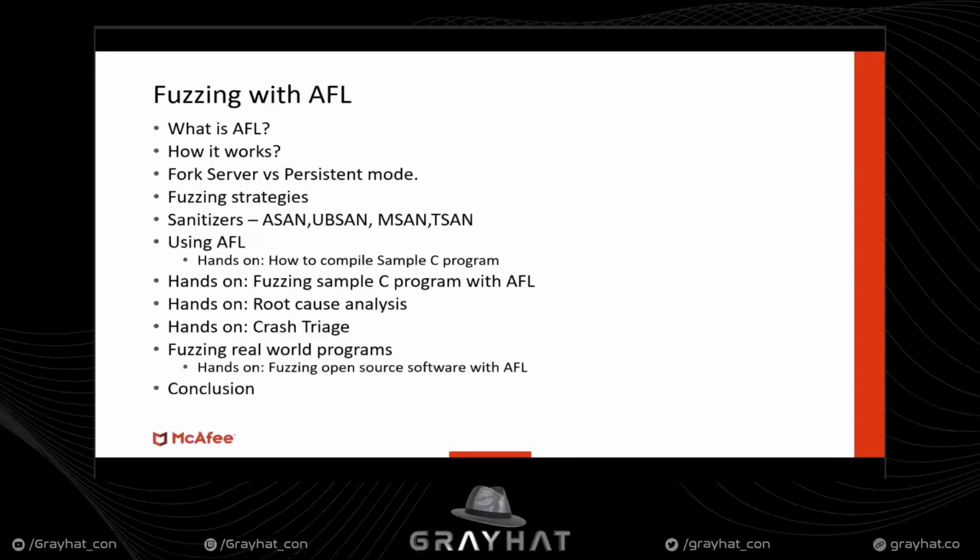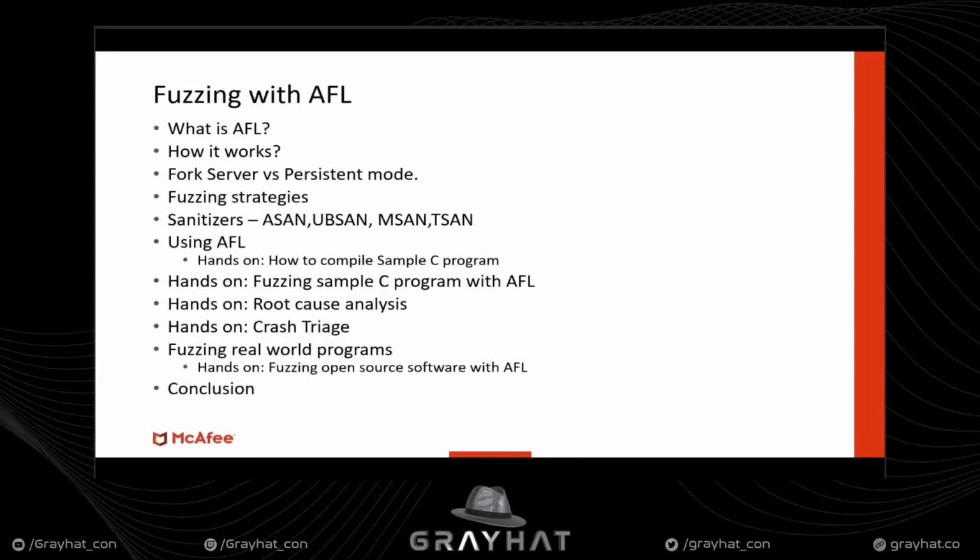For that, at first, we will compile a very simple C program using AFL compiler wrappers, and then we will fuzz that program using AFL. When we fuzz that program using AFL, we will find different types of crashes. So we will use GDB and source code. We will debug the program and we will see what the root causes are for different issues.